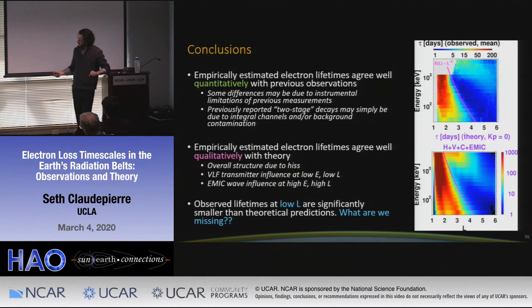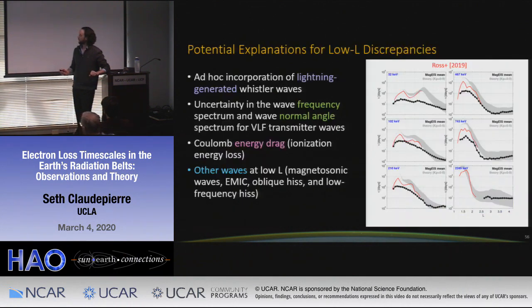And so what's going on at low L? What are we missing? Let me just say a couple words about that. There are some potential explanations for what we haven't done right at low L. There's another population of waves that we know is important in the radiation belts. Lightning, when it occurs in thunderstorms on the surface of the Earth, also propagates VLF waves out into space, much the same way. And for much the same reasons, these waves can also scatter electrons, and we have examples of this as well.